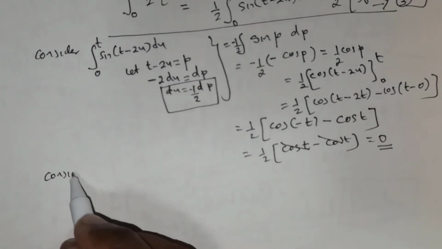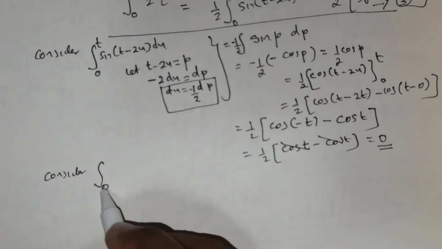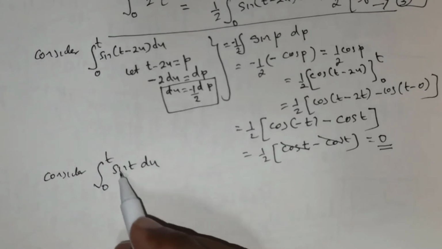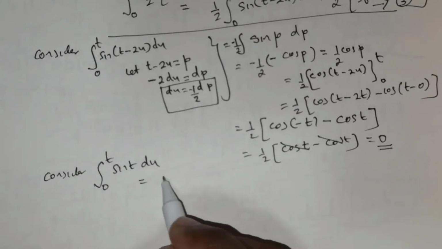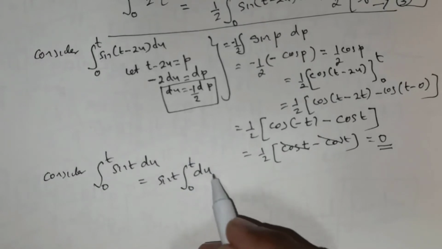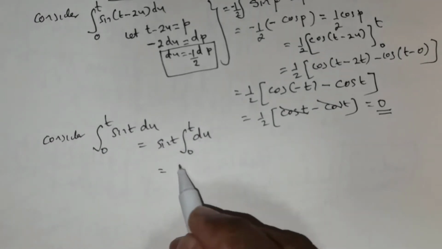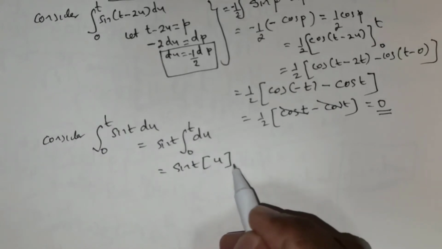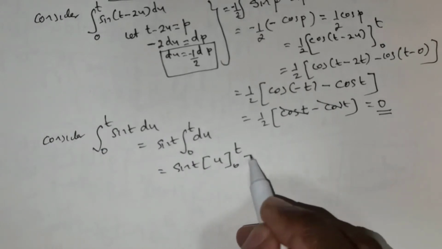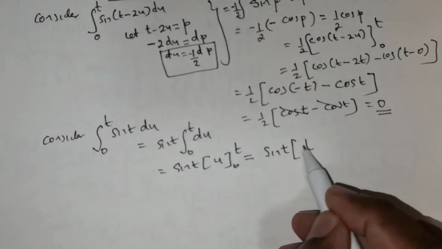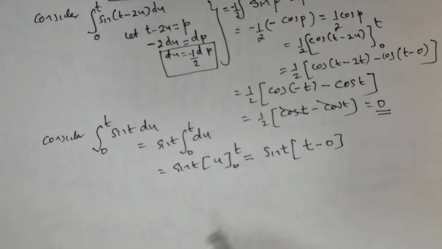So now consider integral 0 to t sine of t times du. Now this is a constant, so I can rewrite this as sine of t times integral 0 to t du. Now this is equal to sine of t, and the integral of du will give me u, with limits 0 to t. So this is equal to sine of t, substituting the upper limit minus the lower limit.